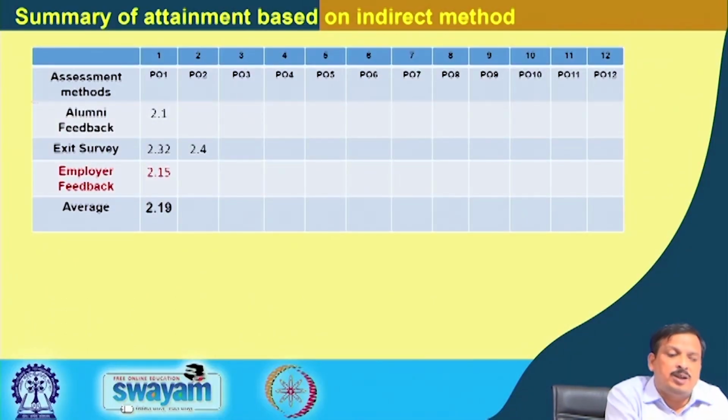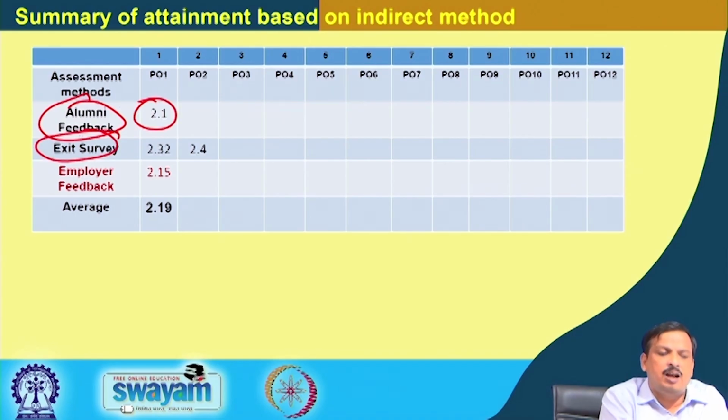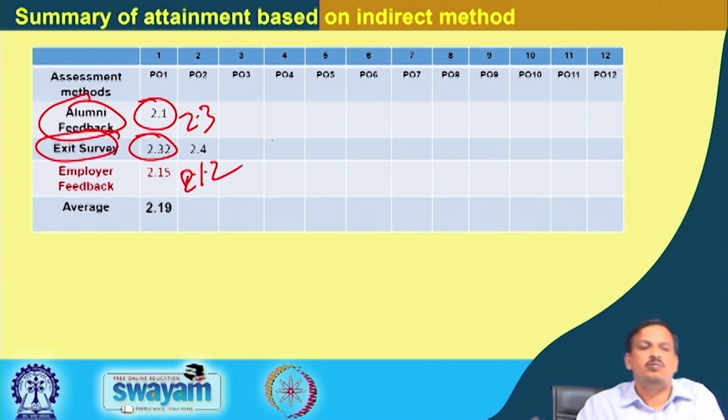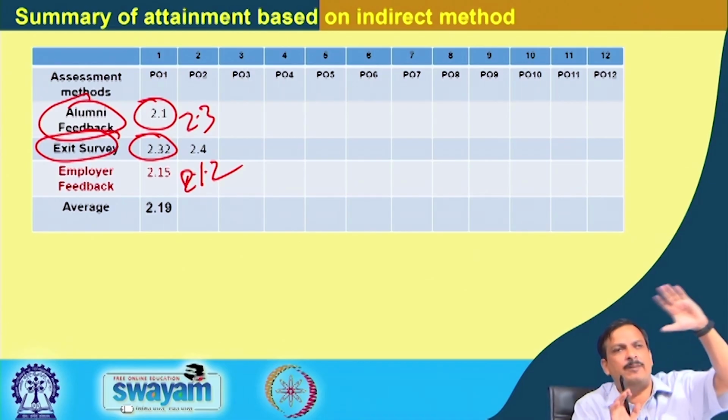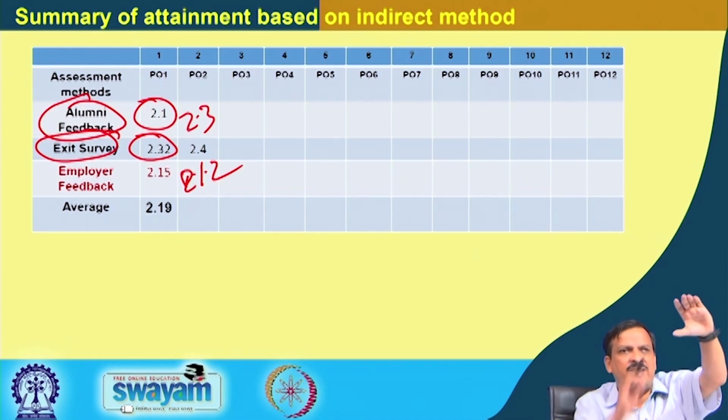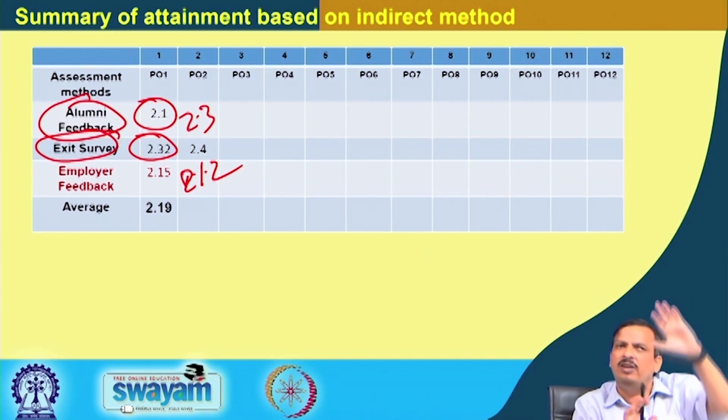So, this is the assessment method. Alumni feedback 2.1, exit survey 2.32, alumni feedback for PO 2 let us say 2.3, and employer feedback for PO 1 let us say 1.2. Once you fill up this table, you get the attainment matrix of the exit survey, the indirect attainment matrix. You have already developed the direct attainment matrix and the indirect attainment matrix, already done.